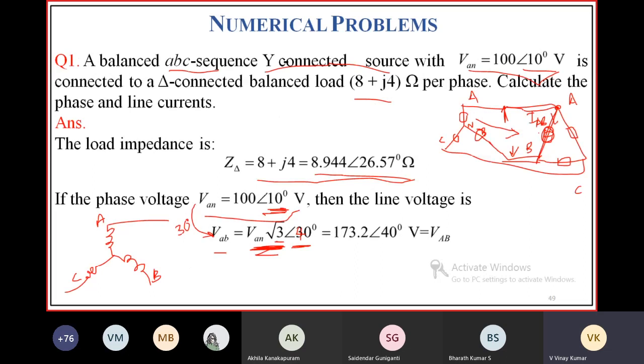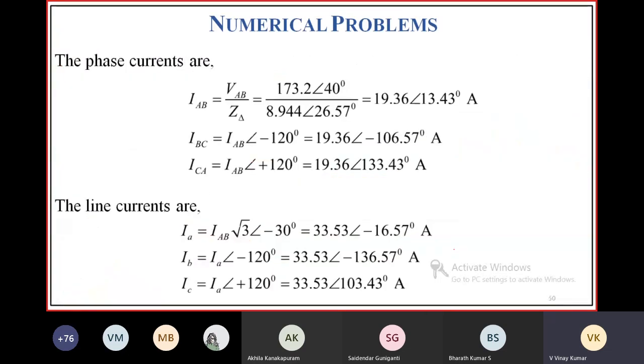Okay, what is VAB? We know the line voltage is equal to VAN times root 3 at an angle of 40 degrees, so root 3 into 100 at an angle of 40 degrees. Then you get this. You can also find IBC, ICA individually. IB is equal to IAB at an angle minus 120 degrees, so you add minus 120 degrees to this, then you will get it.